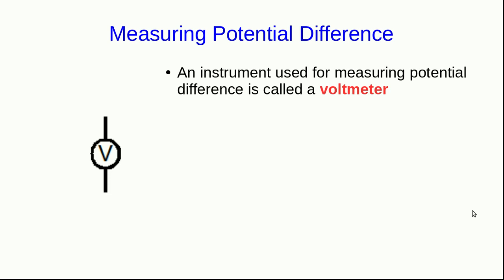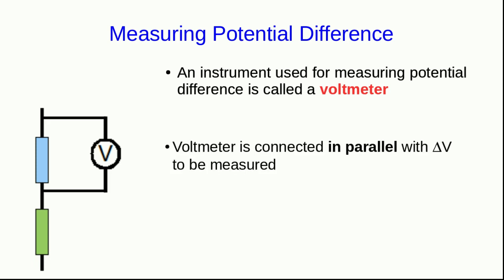This general principle that changing something anywhere in a circuit changes what happens elsewhere is useful when thinking about voltmeters and ammeters. So an instrument that we measure potential difference with is called a voltmeter. And let's think of what we need to do to measure the potential difference across a circuit element. Well, we want the potential difference across the voltmeter to be the same as the potential difference that we're measuring, and so we connect them in parallel.